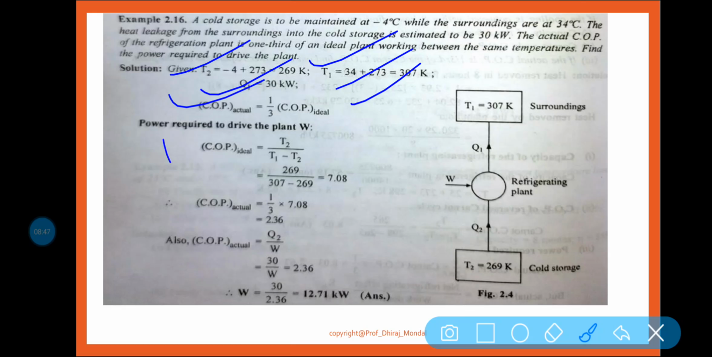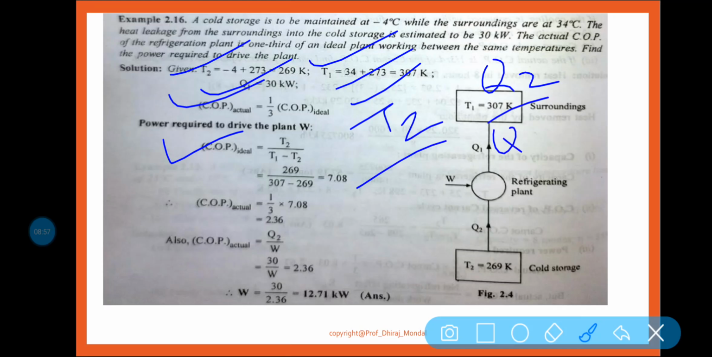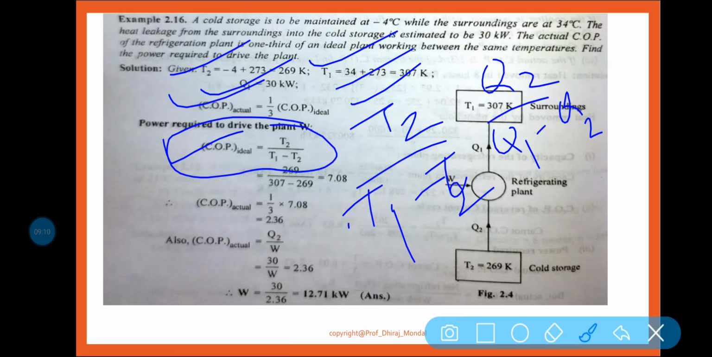So you know that ideal COP is equal to what? Ideal COP means your desired effect by work input. So that is Q2 by Q1 minus Q2, and as it is a reversible one, it can be written as T2 by T1 minus T2. So this is your ideal COP. From this equation you can find that ideal COP is equal to 7.08. Now actual is equal to 1/3 into ideal. So 1/3 into 7.08, that is 2.36, is the actual COP.